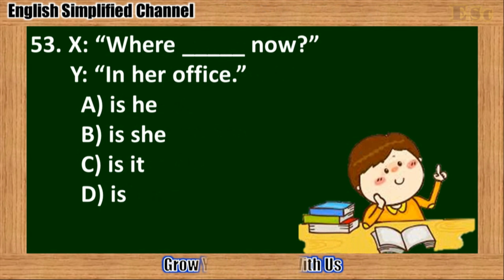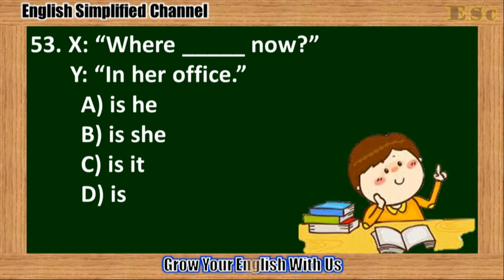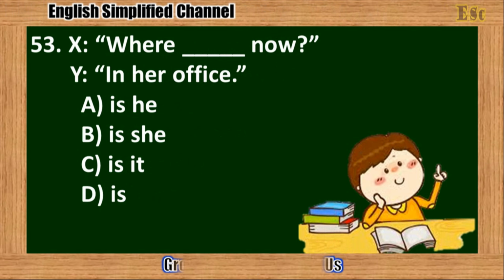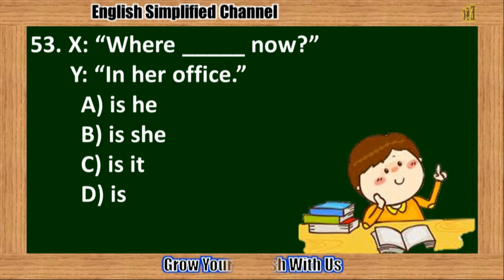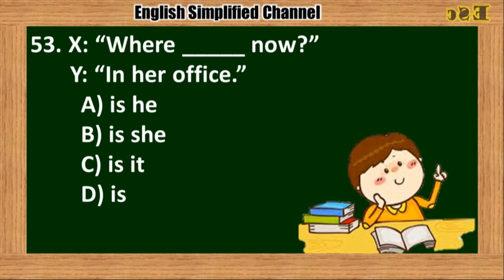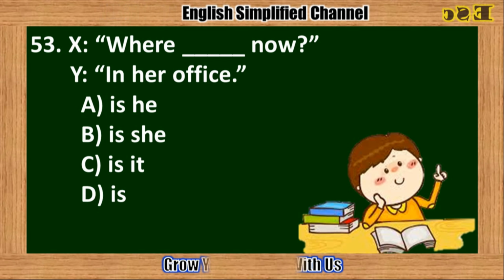(53) Where, blank, now? In her office. A. Is he? B. Is she? C. Is it? D. Is.